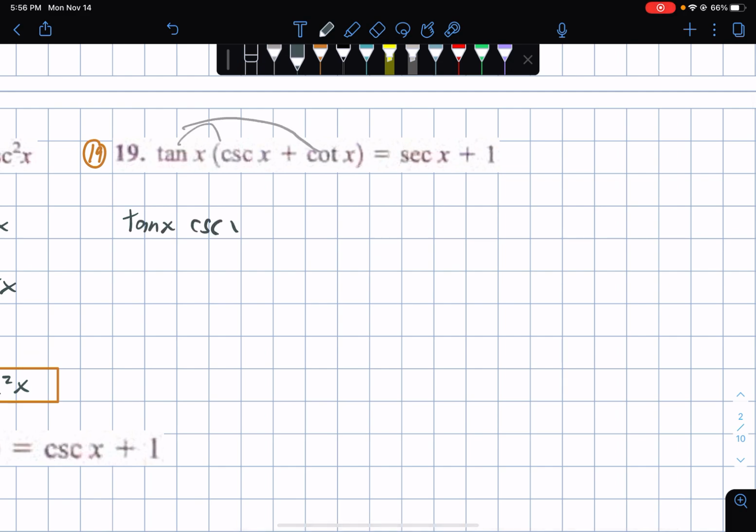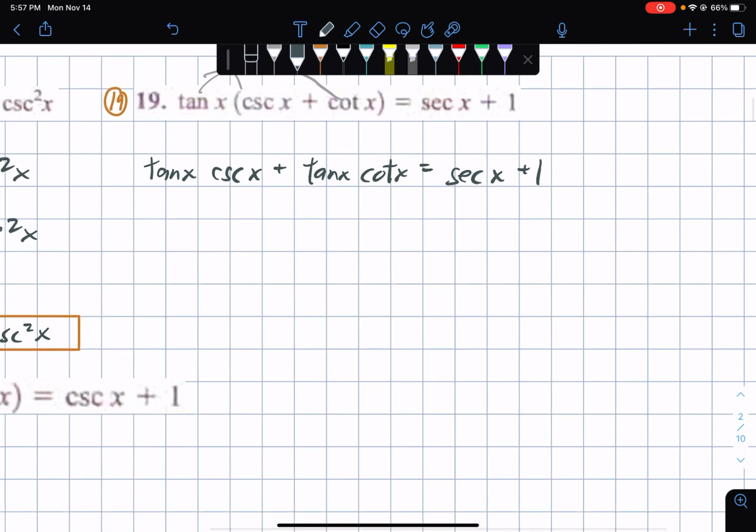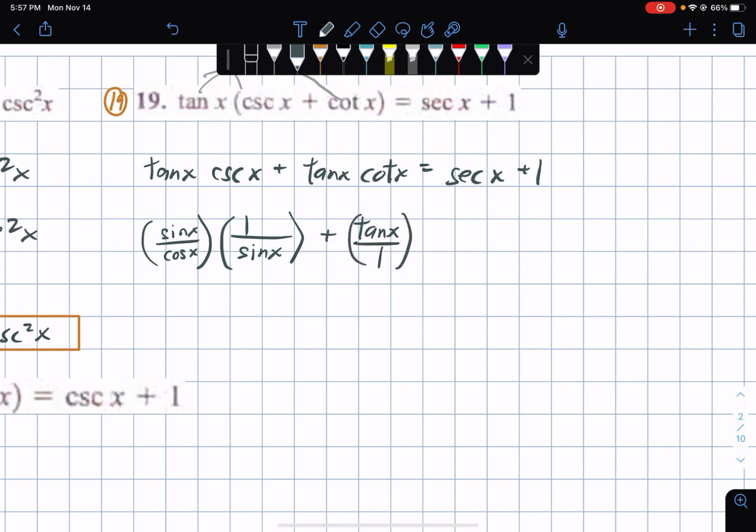For number 19, again, distributive property. Tan x cosecant x plus tan x cotangent x is equal to secant x plus 1. That's pretty long, but I won't get intimidated by it. Tan x, the inverse of cosecant is, let's make tangent written in this form. We want to make sure that cosecant is in its inverse, which is sine x. Then for tangent times cotangent, cotangent's inverse is 1 over tangent.